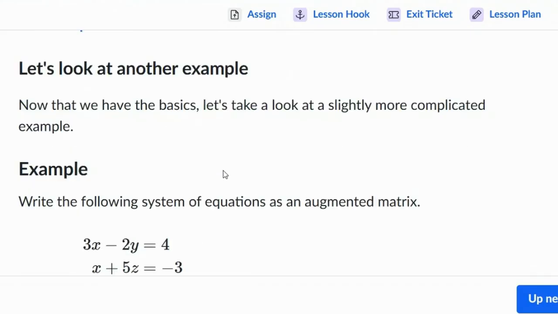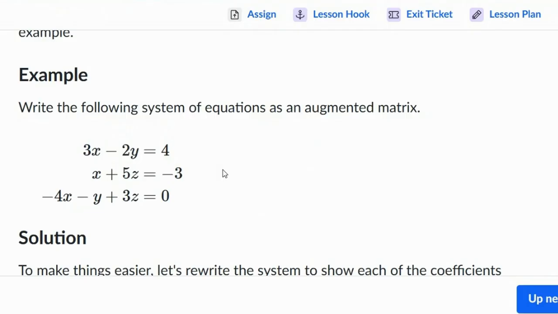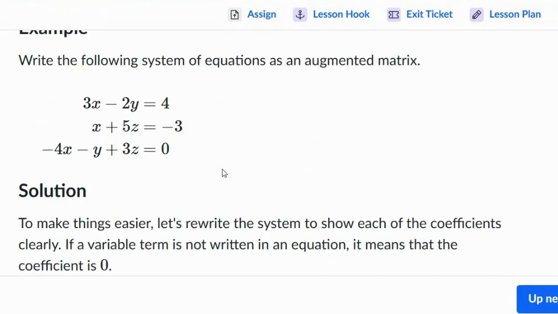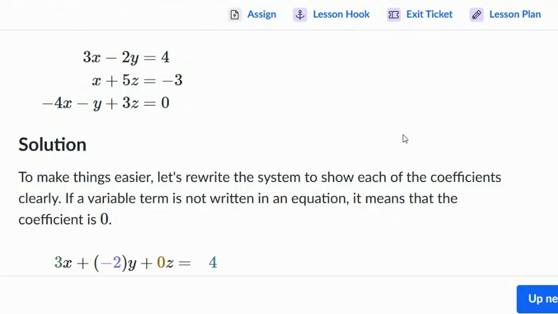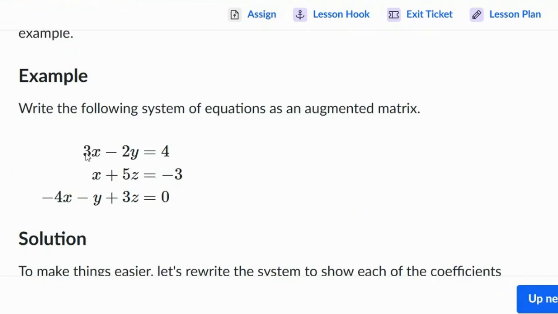All right, let's look at another example. This gets a little bit trickier. It's not harder, it's just a little trickier. You've got to pay a little more attention. If we have this system of equations: 3x minus 2y equals 4, x plus 5z equals negative 3, and negative 4x minus y plus 3z equals 0.